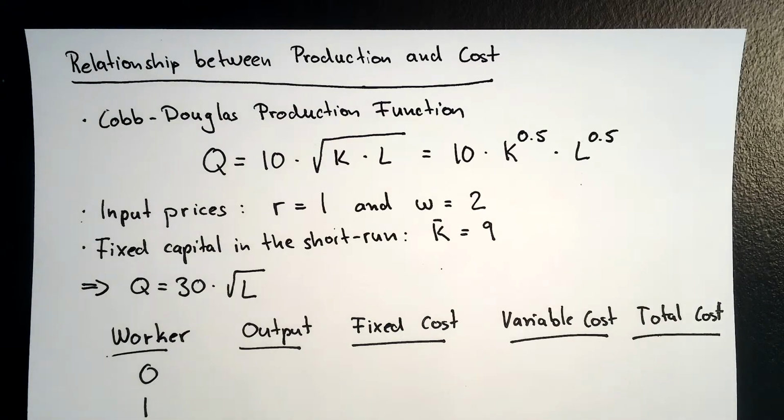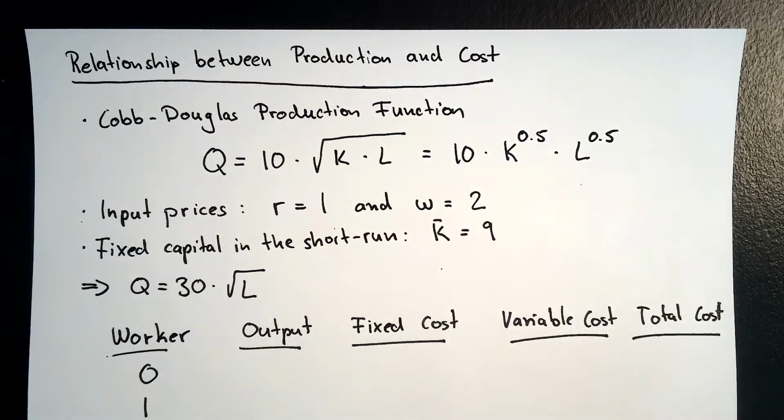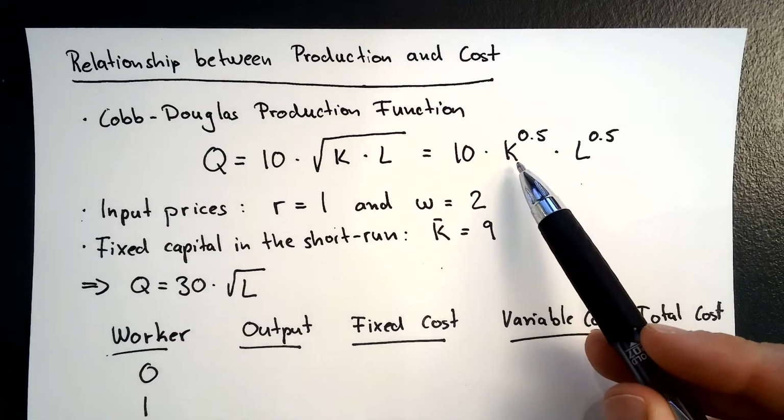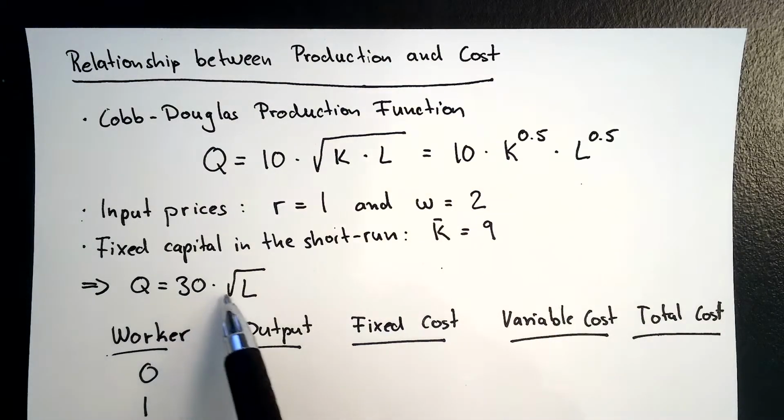Now, assume that we are in the short run and that capital is fixed at 9 units. When we take the square root of 9, which is equal to 3, we have 10 times 3. We have 30 times the square root of L, which is the production function in the short run.